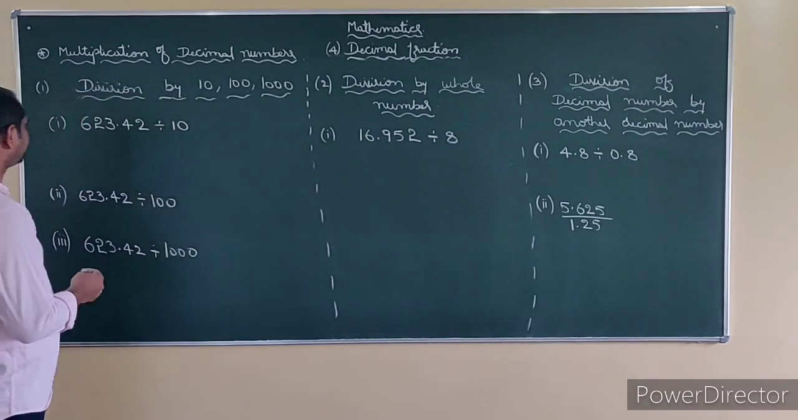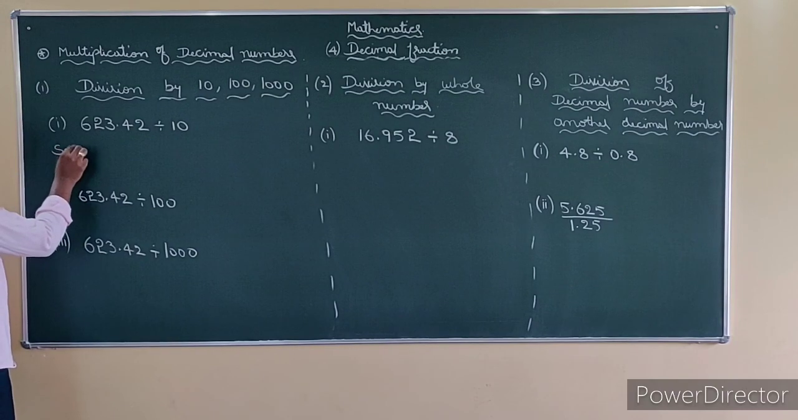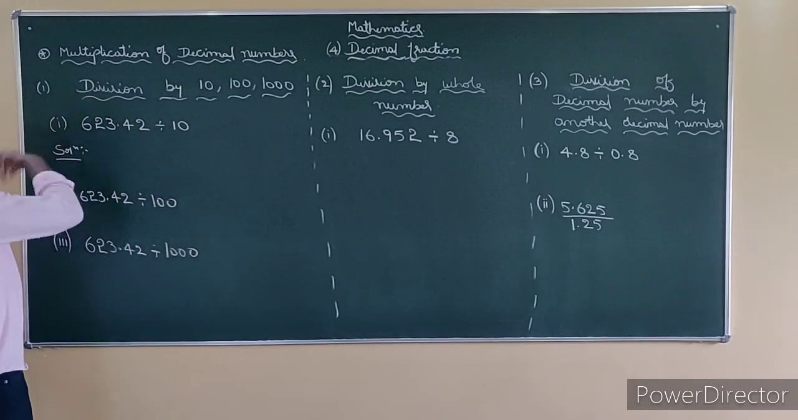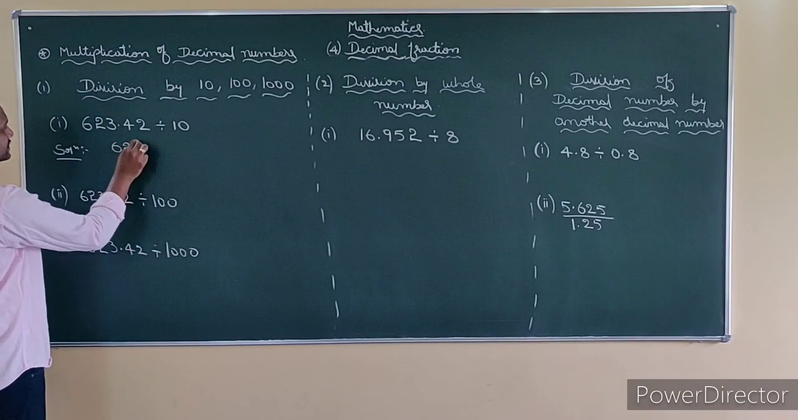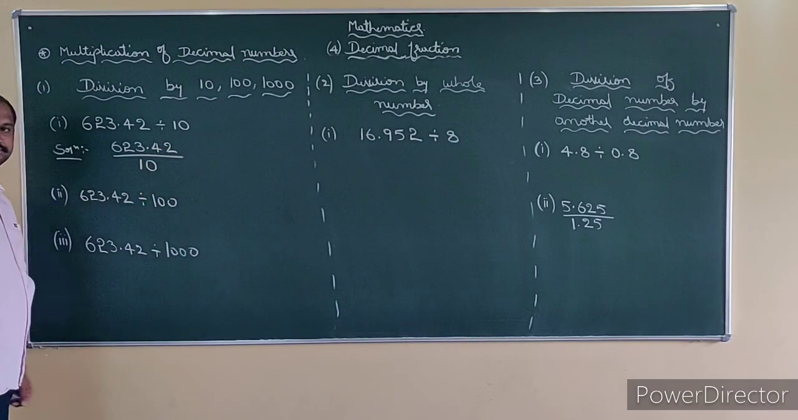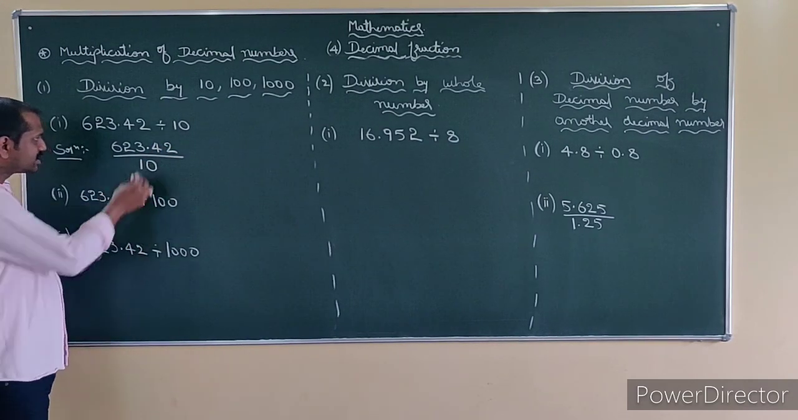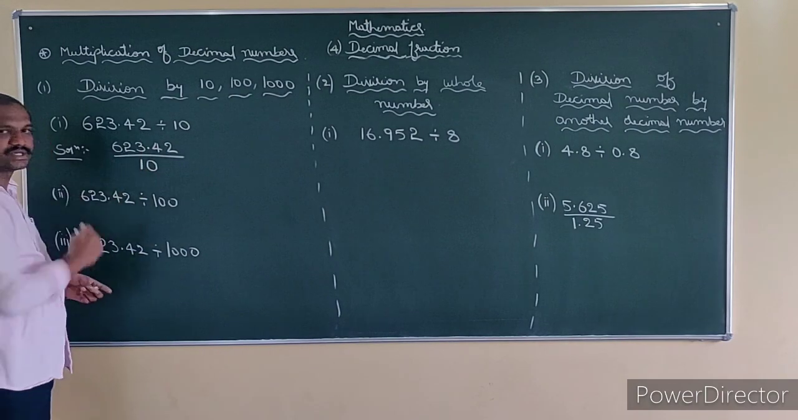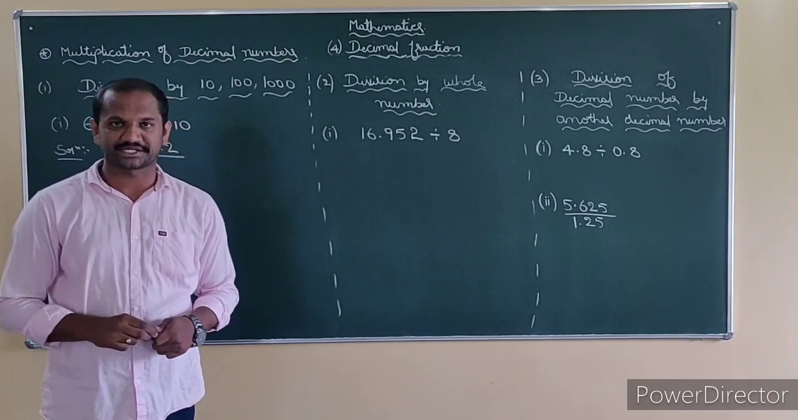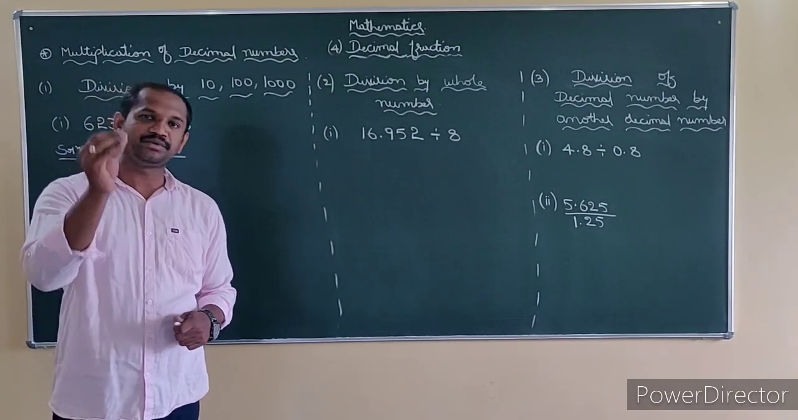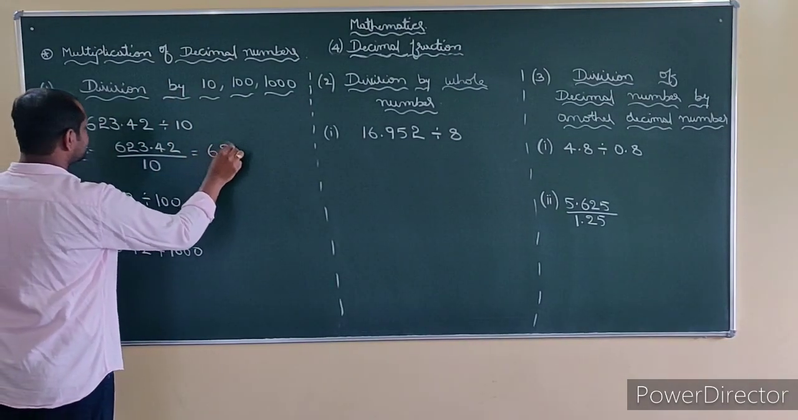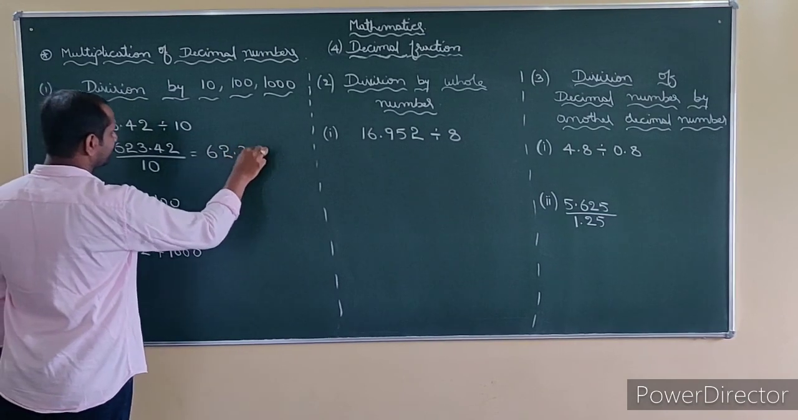Remember the multiplication, how we did it? We were shifting the decimal point towards the right side. Now we have to shift it towards the left side. That is, 623.42 divided by 10. So when you divide by 10, the decimal point shifts towards your left side in the case of division, and towards the right side in the case of multiplication. Remember this. It will help you and save your time always. So it now becomes 62.342.